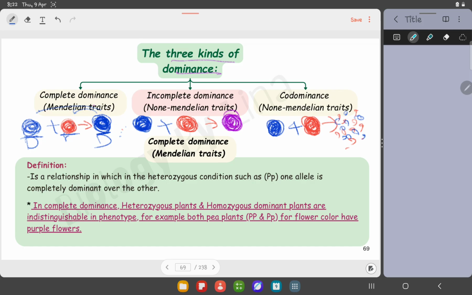As you can see, we have only two colors. So we say that we have only two traits to control a contrasting trait. For example, in pea plant, we said we have purple and white flower.